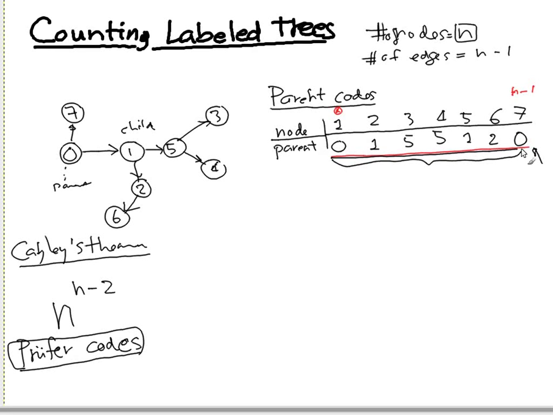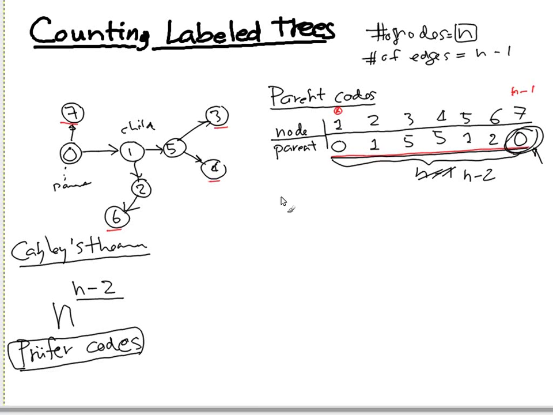parent codes are pretty good, because you have n minus 1 numbers. If you want to get n to the n minus 2, we somehow need to reduce this from n minus 1 to n minus 2. So somehow we would try to get rid of the last number. To produce a Prüfer code of a given label tree, we would use a different ordering. We're not going to list the parents according to the node numbers, like 1, 2, 3, 4, 5. But we will just look at the tree itself. The way we're going to do that is that we will start with the leaves. The leaves are nodes with degree 1.